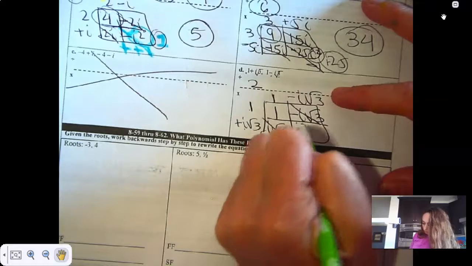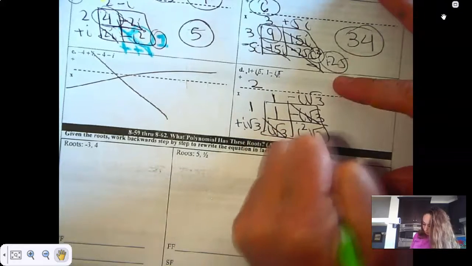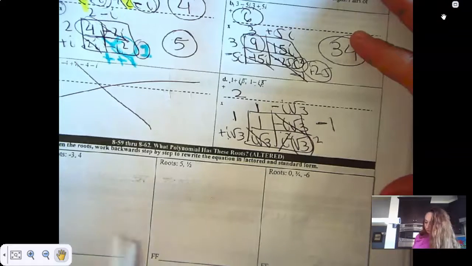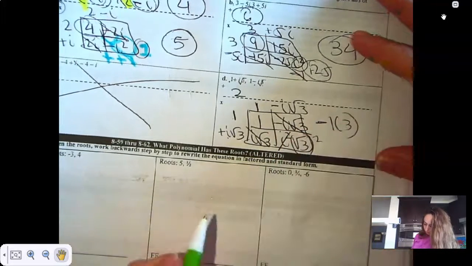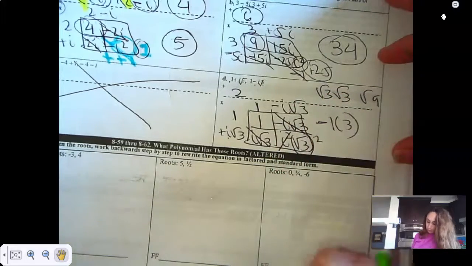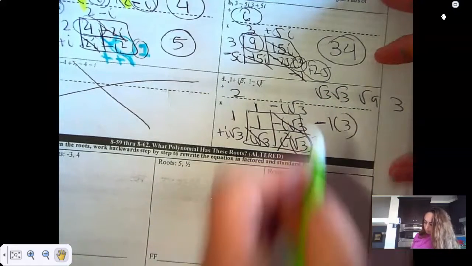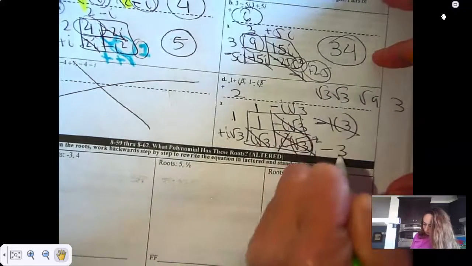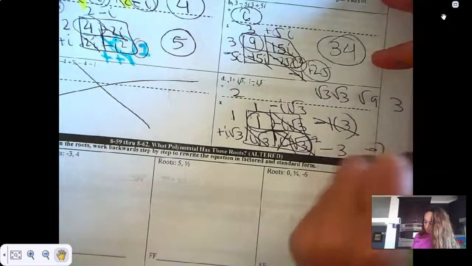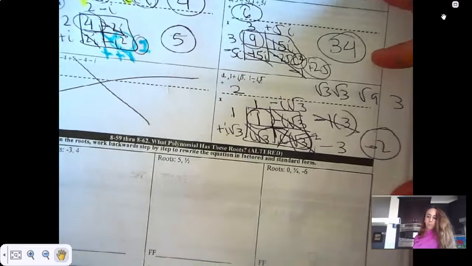I squared, rad 3 squared. What is I squared? Negative 1. What is the square root of 3 squared? 3. Because the square root of 3 times the square root of 3 is the square root of 9, which is 3. Which means this whole thing is negative 3 plus 1 is negative 2.